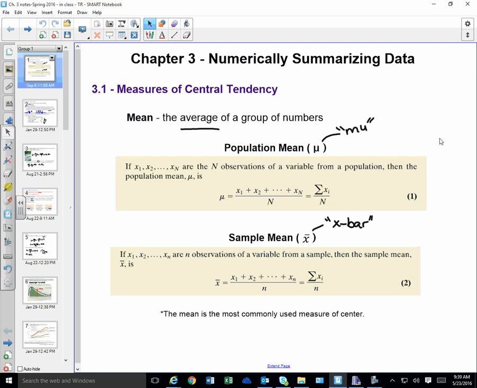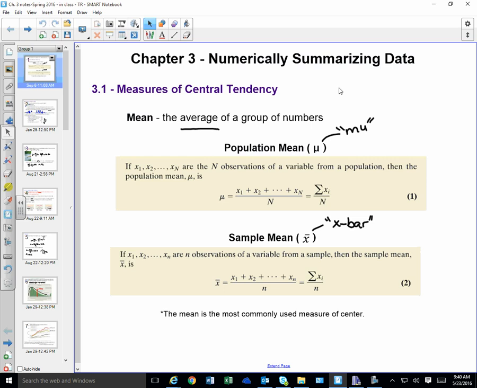So looking at chapter 3, at the beginning, we're looking at measures of central tendency. When we're describing a distribution, some of the main things we want to know about, which we talked about in chapter 1 and 2, is the shape of the distribution. Is it symmetric? Is it skewed? Is it unimodal? Is it multimodal?